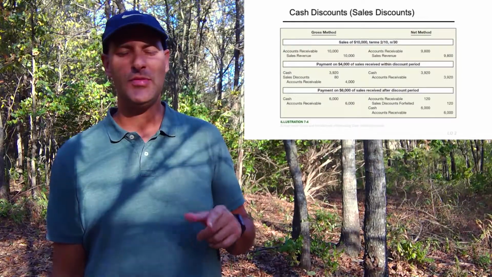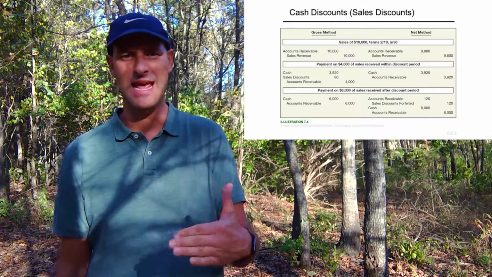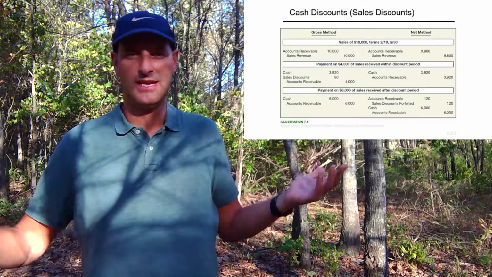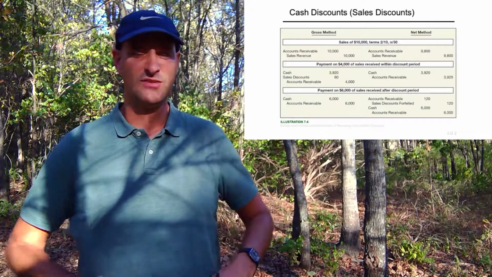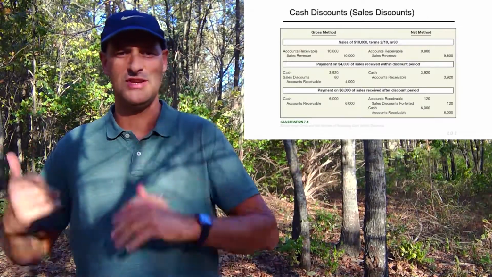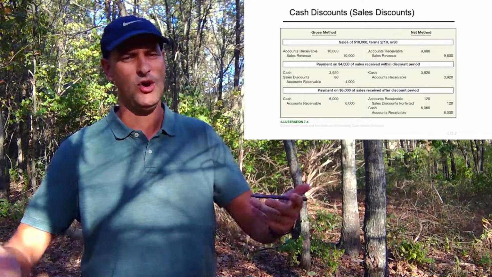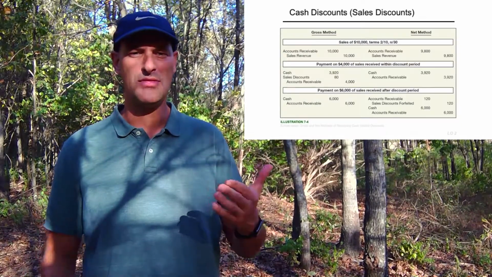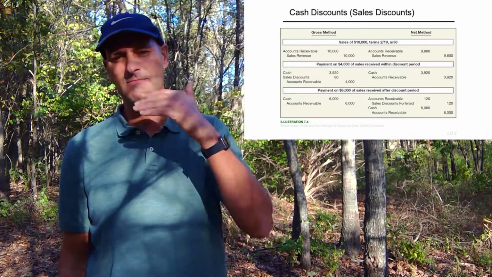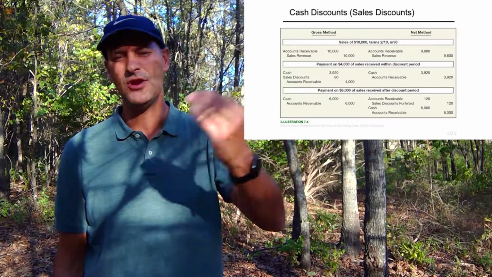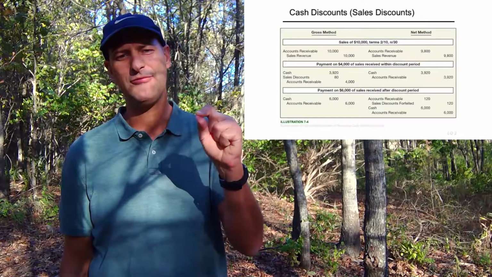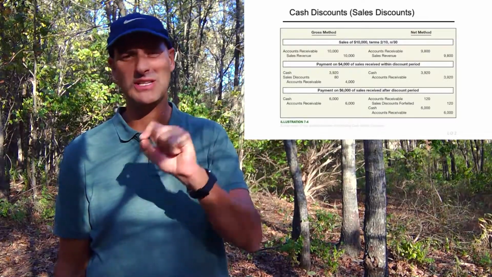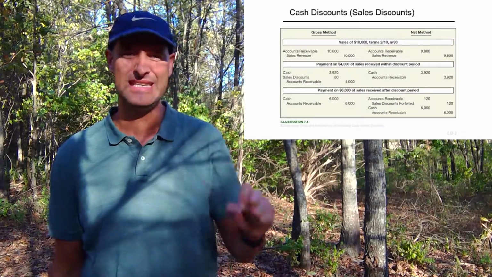Now, under the gross method, if they don't pay until the 30-day mark, then we just record the total amount. The $10,000 sale, we record they pay us $10,000 of cash. There's a debit to cash, credit to accounts receivable, for $10,000. We go home happy. So under the gross method, we're assuming that they're not going to pay within the discount period. And if they do, we record the difference between the receivable booked and the cash received as a sales discount.